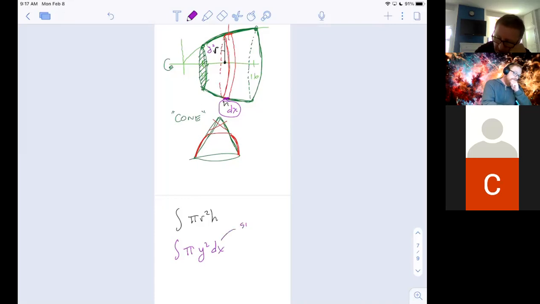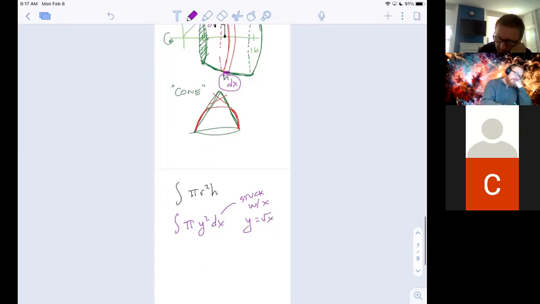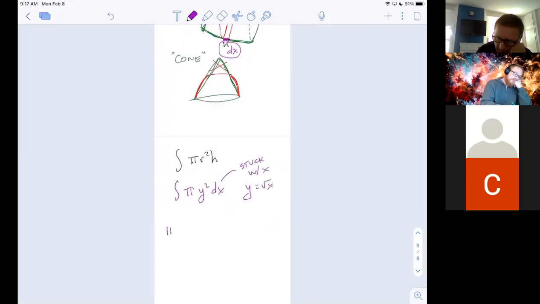We're stuck with X. We've got to work with X's, which means we need that Y to go away. Well, don't we know, just like last time, that Y was equal to the square root of X? And if I want to, I can pull the pi out front. And so Y is replaced with the square root of X, just like last time.